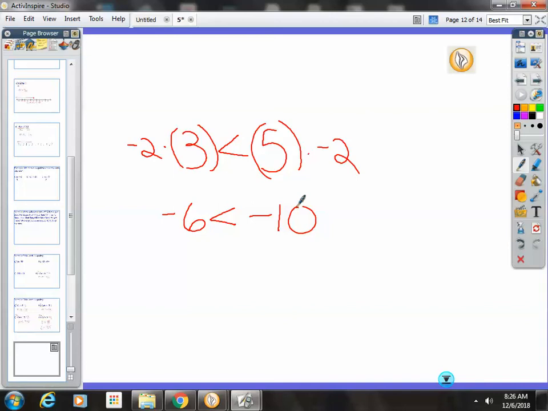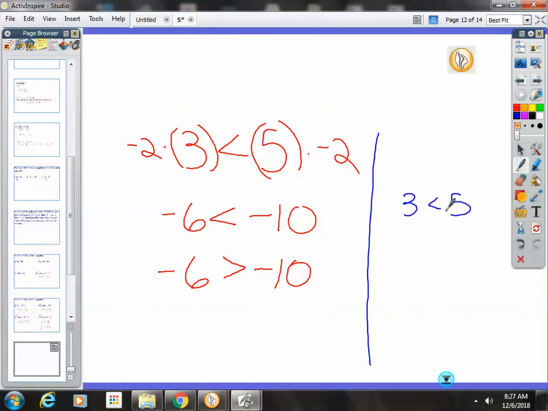No, negative 6 is not less than negative 10, is it? In order to make it true, I have to do what? I have to flip the sign. Now, if I had multiplied, let's do it with a different color. We started with 3 is less than 5, and I multiplied by positive 2 on both sides. 6 is less than 10. Is it still true? Yeah. So if I multiply by a negative number, it's no longer true, unless I flip that inequality symbol.